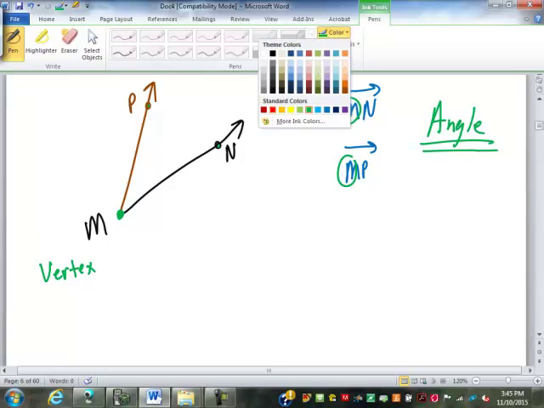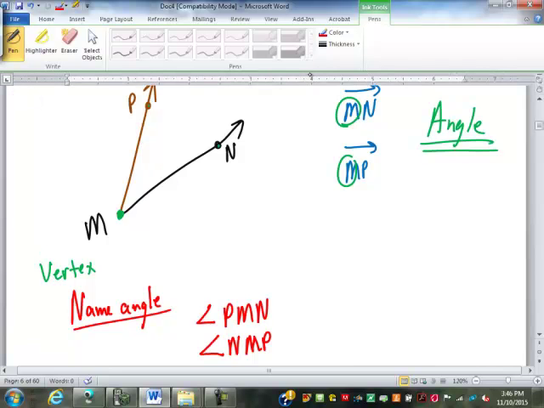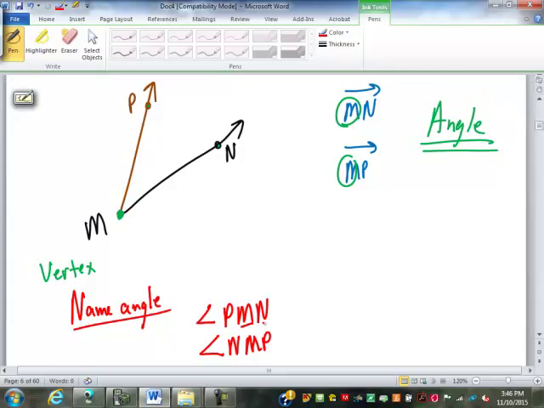If I want to name the angle, we label it with that little angle symbol like that, then I name one of the sides. So let's go P. Then I have to name the vertex, M, and then N. So angle PMN is the name of that angle. I don't have to name side P first. I could have named side N first. NMP would also be a name of that angle. And of course, if there were any other points along either of those sides, I could use those points, as long as I name a point on one side, then I name the vertex, and then I name a point on the other side.